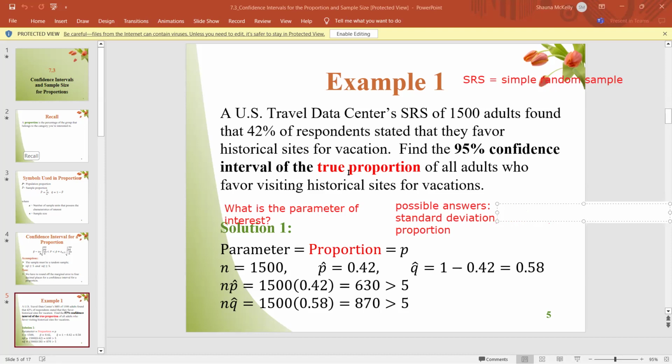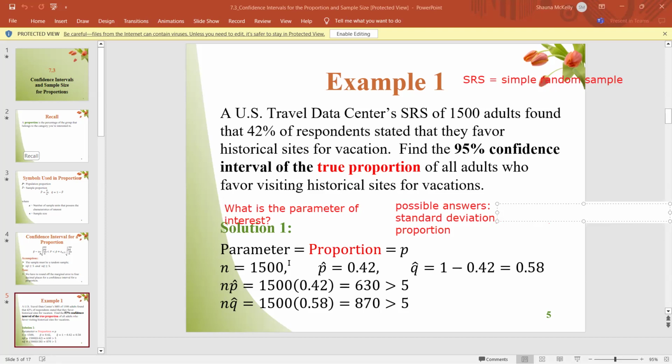So here, our proportion is our parameter of interest. She put it in red for you. Find the 95% confidence interval of the true proportion. The answer to this will be in the question, but the reason that it's important is it tells you which formula you're going to use. So here we have 1,500 adults. That's the size of our sample.